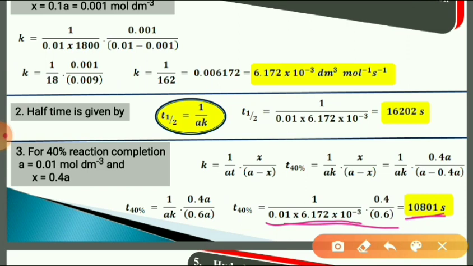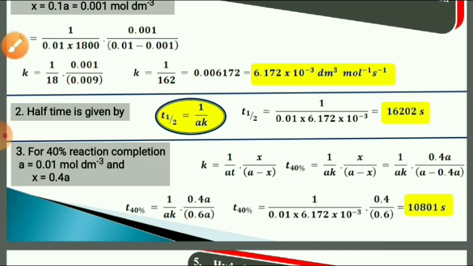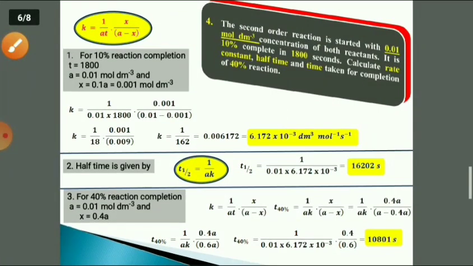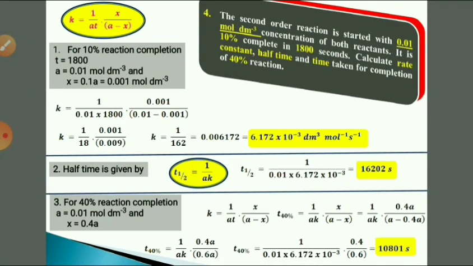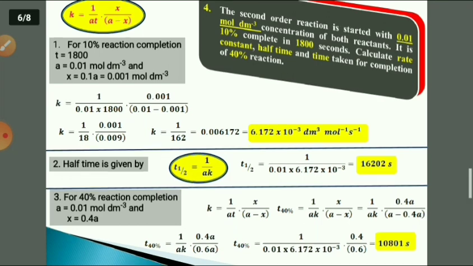So in this way we have calculated all three: the time required for 40% of the reaction, the half time, and the rate constant, using the given data. This is problem number 4, which belongs to the second order reaction. Let's see the next problem.